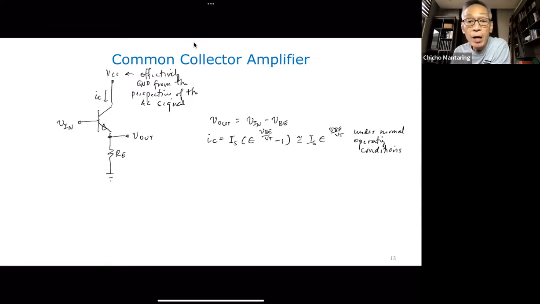So we can actually now express VBE in terms of IC. VBE is equal to V_T ln of IC over I_S. That's right, no? Over I_S.